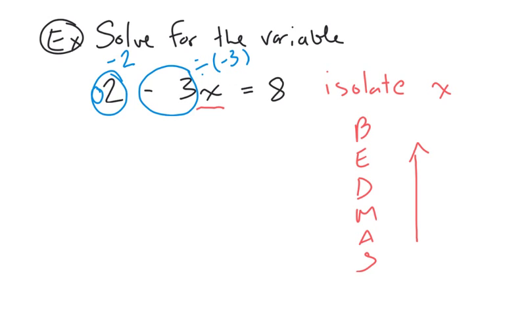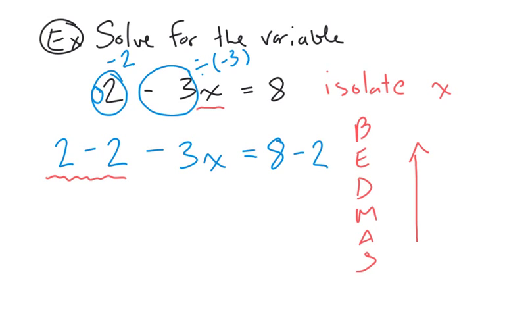I'm going to write 2 subtract 2. This negative 3x stays exactly the same. I haven't touched it yet. But remember, what you do to one side, you have to do to the other side. If I subtracted 2 from the left side, I have to do that to the right side as well. Let's simplify this. 2 subtract 2 is 0. I am not going to write in the 0. This negative 3x stays exactly the same because I haven't touched it yet. Let's simplify 8 subtract 2. 8 subtract 2 is 6.